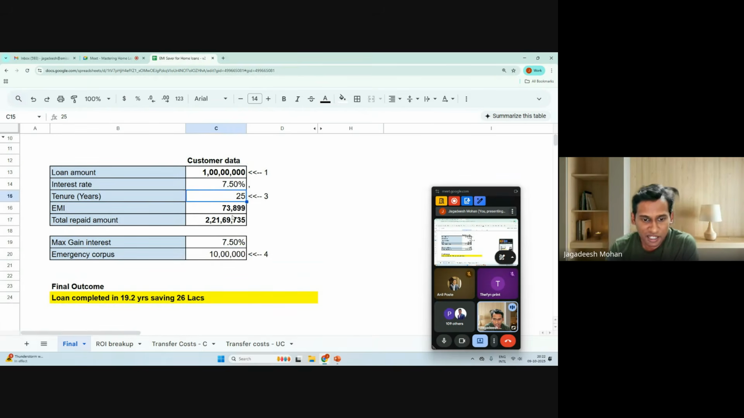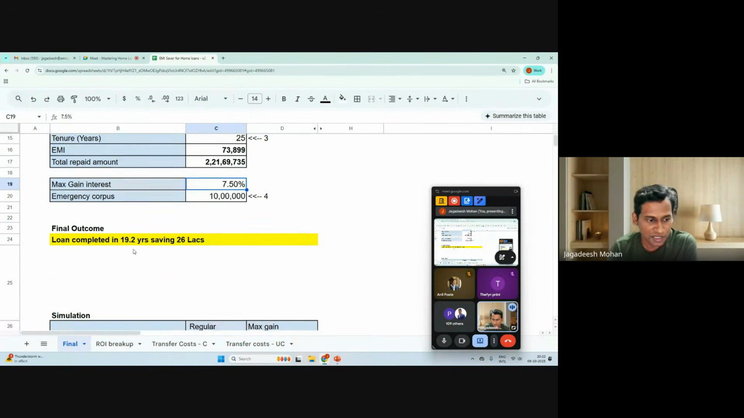Now, this 10 lakh rupees, there are two parts to the saving that happens. Saving number one, which is very direct and evident. The moment you park 10 lakhs, this 10 lakh is considered as a prepayment by the bank. That means on this 10 lakh rupees, you will save 7.5% interest upfront. And that will compound over a longer period of time.